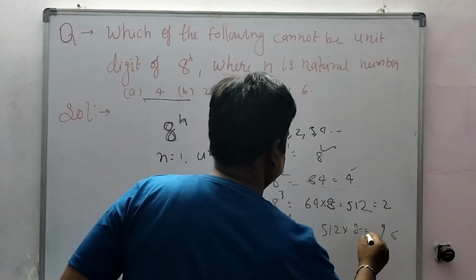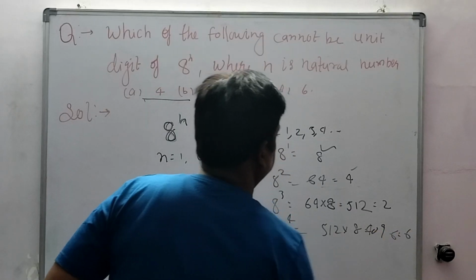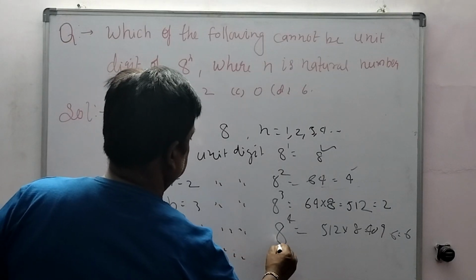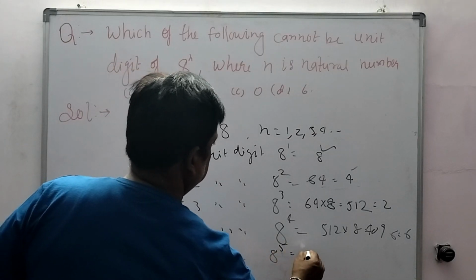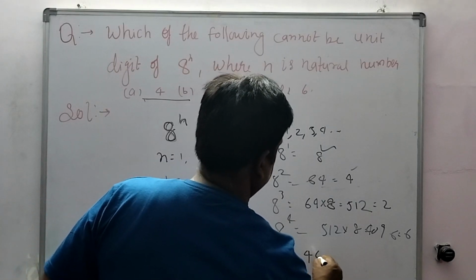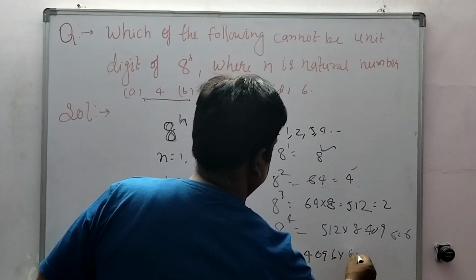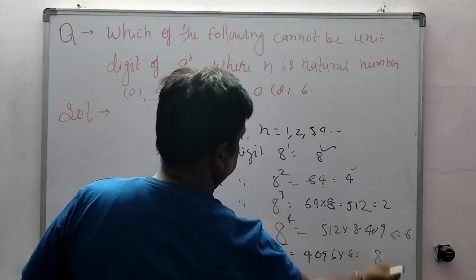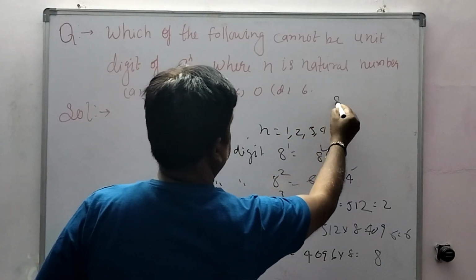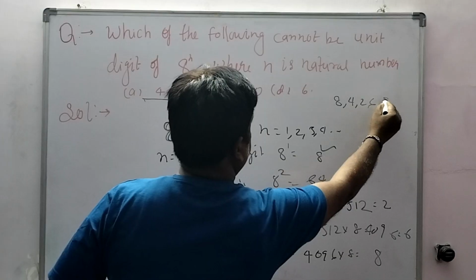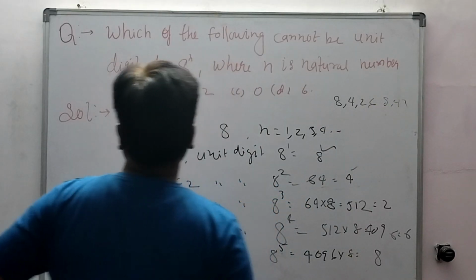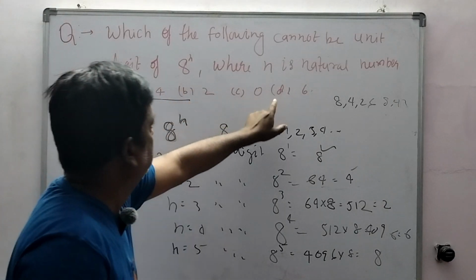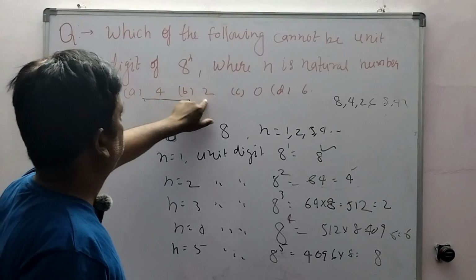The unit digit is 6. Again for n equal to 5, multiplying by 8, the unit digit comes 8. It repeats. The repeating unit digits are 8, 4, 2, 6.